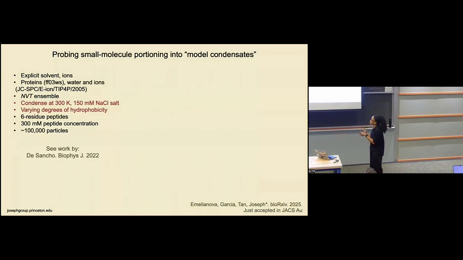And so in work by people like David De Sancho, they showed that if you take peptides that are about 6 amino acids long, these things can phase separate and they can condense. And so we're going to say, let us take these model systems that can condense at 300 Kelvin at 150 millimolar salt, and let us use these as model environments of what type of environments that condensates may make. And so what we want to do is vary the composition of these peptides so they can mimic different condensate environments.